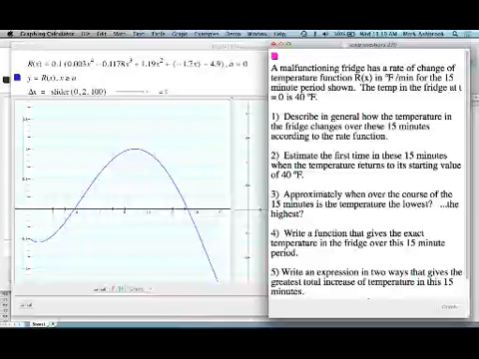Okay? So I've got some questions for you to work together on. Describe in general how the temperature in the fridge changes over these 15 minutes according to the rate function. Estimate the first time in these 15 minutes when the temperature returns to its starting value. Approximate when the temperature is the lowest and the highest in the fridge. Write a function that gives the exact temperature in the fridge over this 15-minute period, and then write an expression in two ways that gives the greatest total increase of temperature in these 15 minutes. Go, so work on this.